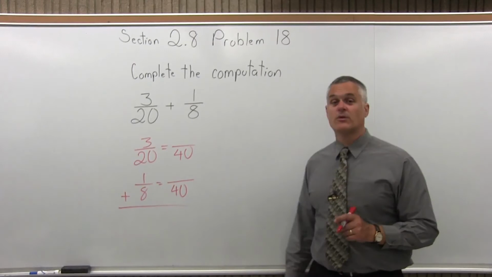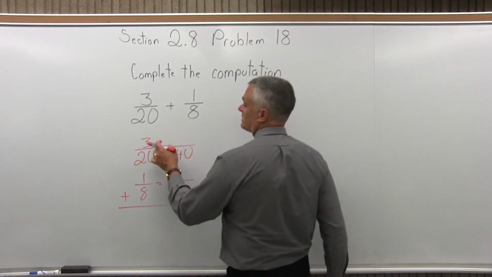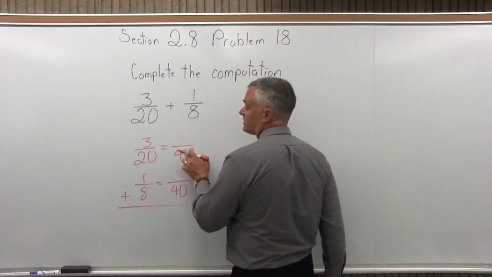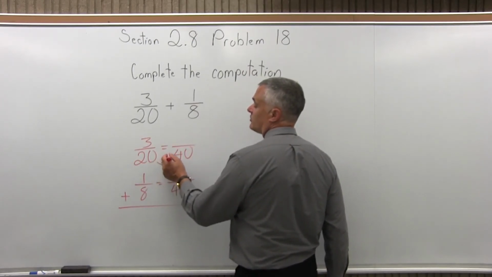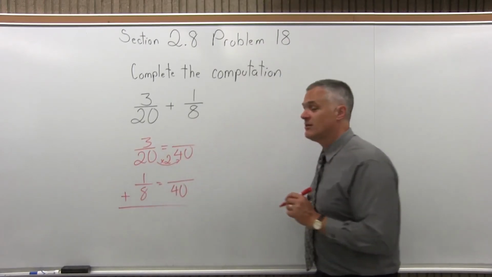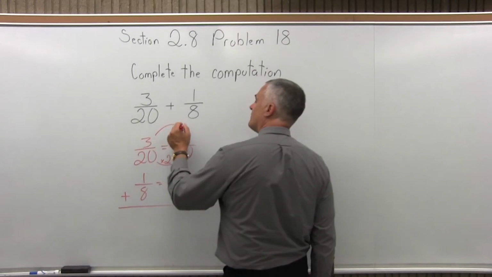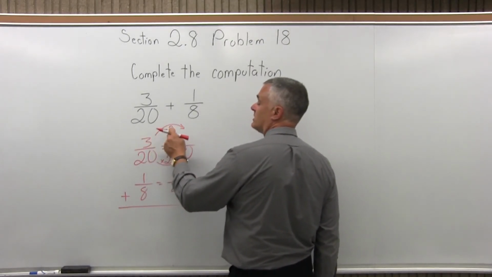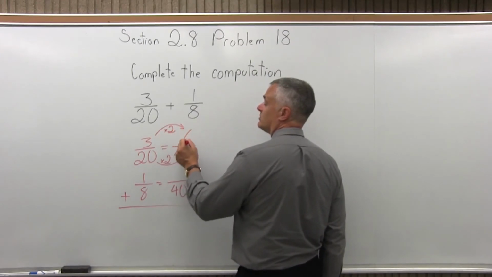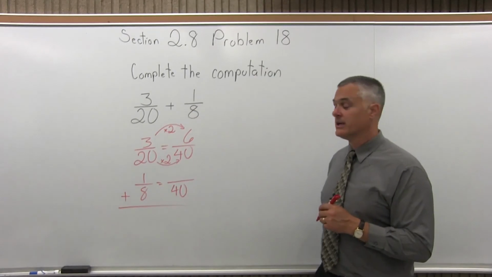Now I have to figure out what the numerators need to be. For the upper fraction of 3 over 20, what's an equivalent fraction with a denominator of 40? Well, look at the denominators. My denominator of 20 times some value became a 40. 20 times 2 is a 40. So now I must multiply the numerator times the same value. The numerator of 3 times that value of 2, 3 times 2 gives me a 6. 6 over 40 is equivalent to 3 over 20.